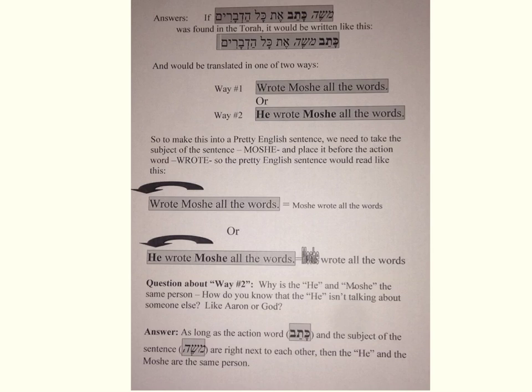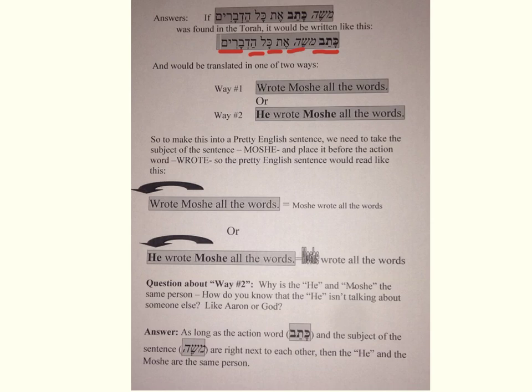So, if Moshe katav et kol hadvarim was found in the Torah, it would be written like this: Katav Moshe et kol hadvarim. And it would be translated one of two ways. Either wrote Moshe all the words. And that makes sense because if you look at each of the word breakdown, katav is the masculine form of wrote in the past tense. So katav, wrote, Moshe, Moses, et kol, all hadvarim, the words. So that makes sense in a direct translation: wrote Moshe all the words, katav Moshe et kol hadvarim.